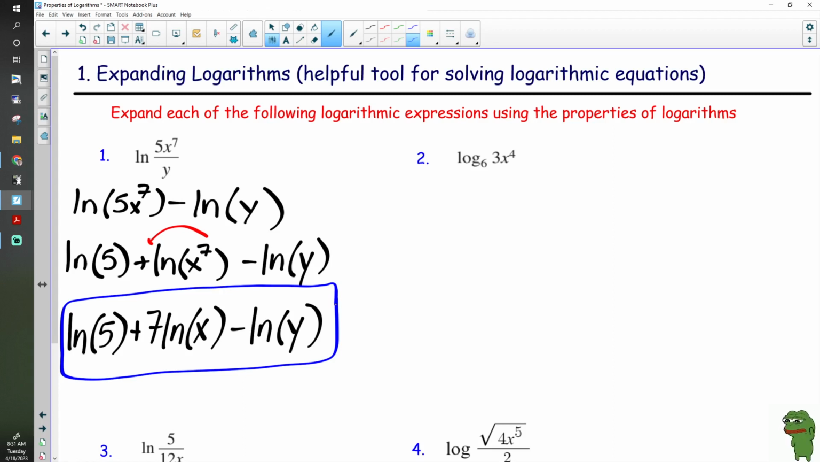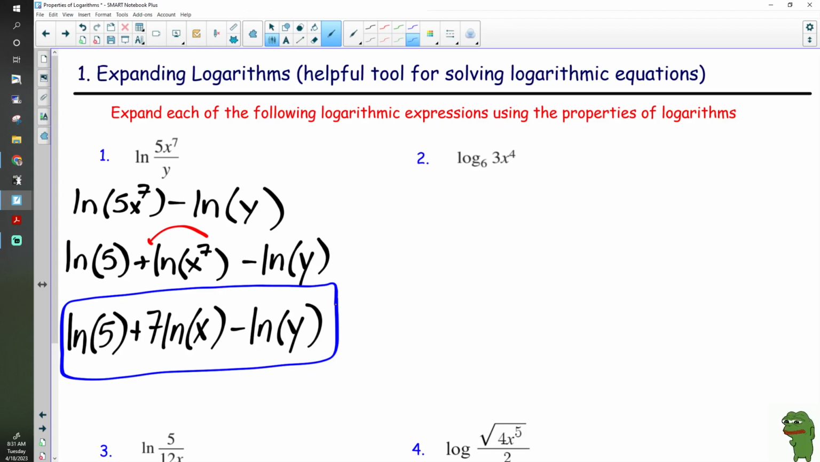And now, can't you clearly tell the 7 is supposed to be connected to the x and not to the 5, right? Now, if you were to put this one in front of Mr. Kravitz and he condensed, he would know, oh, the x has the exponent of 7, then I'm going to put the 5 with the x to the 7th, and then divide them.